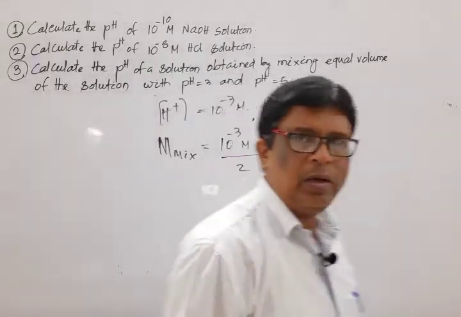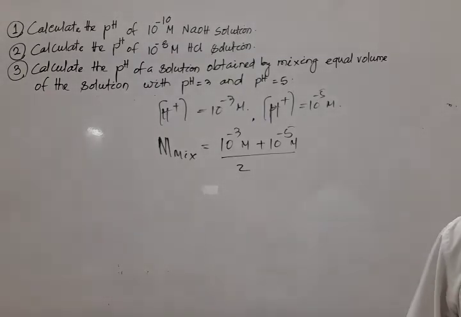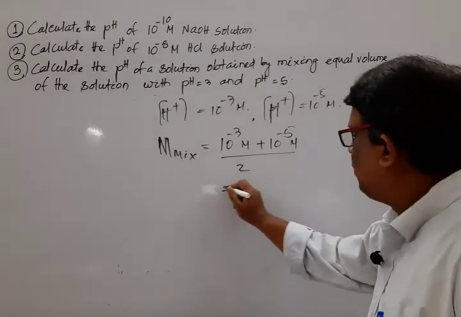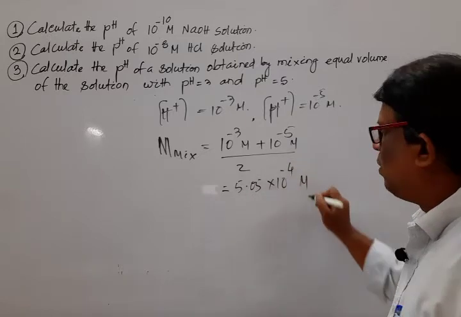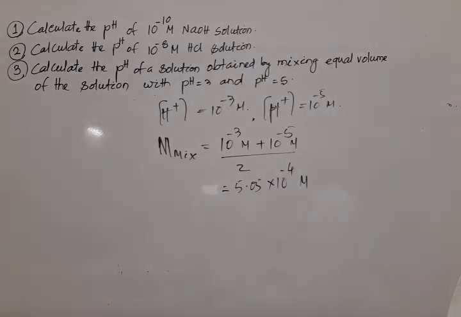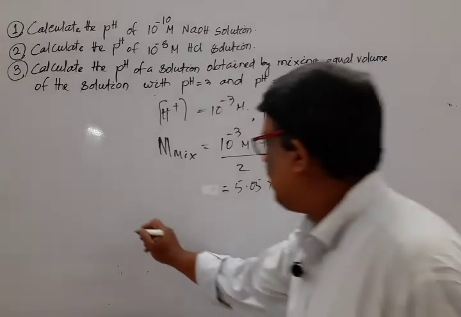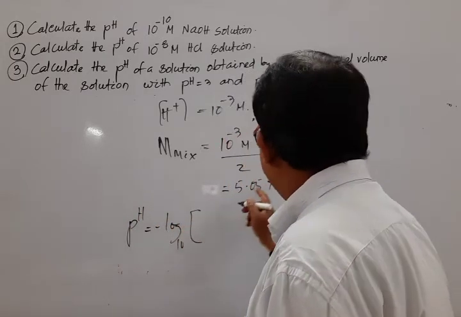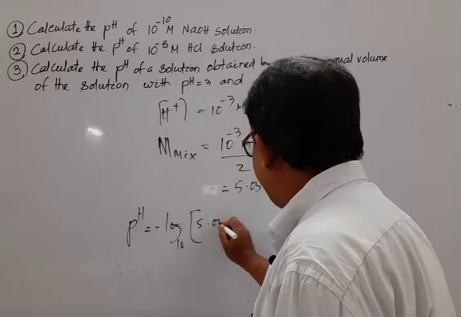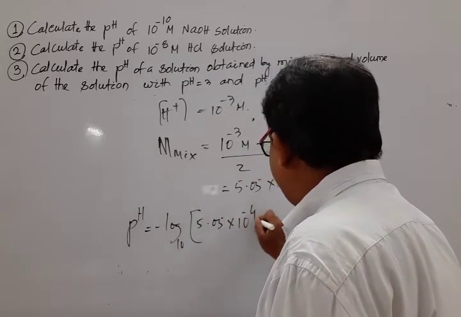By taking common and solving this one, the value is 5.05 into 10 to the power minus 4 M. This is the final H plus ion concentration of the mixture, that is 5.05 into 10 to the power minus 4 M. Then we calculate pH is equal to negative logarithm of H plus ion concentration, that is 5.05 into 10 to the power minus 4.